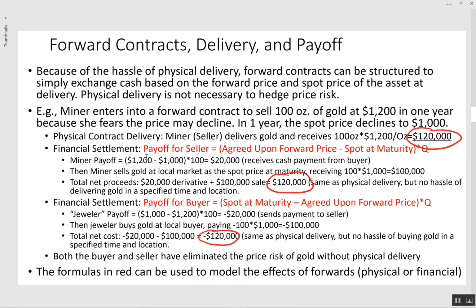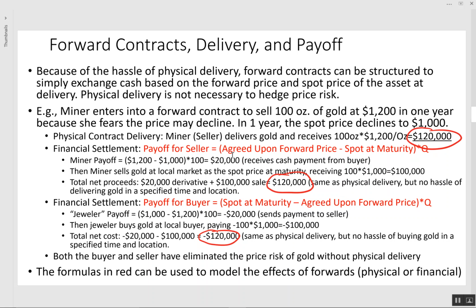Now, the miner does the calculation. $1,200, the forward price that they agreed upon a year ago. They woke up, prices are selling for $1,000, times 100. The miner goes to their counterparty and says, hey, send me a check for $20,000. Now, if the price did go to, say, $1,400, the miner would have to send a check.